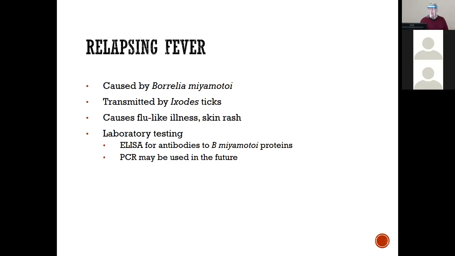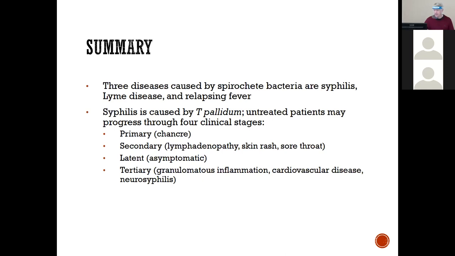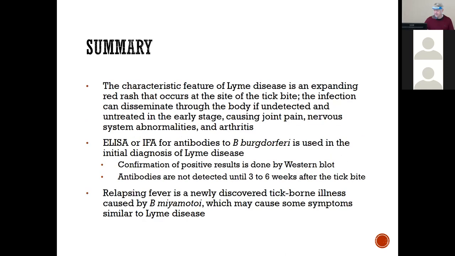Okay, good. That is relapsing fever, transmitted again by our Ixodes tick, with a flu-like illness and a skin rash. And we can test it with ELISA or PCR. All right, that's all I've got. Relapsing fever is newly discovered, and it may cause symptoms similar to Lyme disease. So sometimes we'll say, oh my God, you have Lyme disease, but you may not have Lyme disease. You may have a similar disease, so keep that in mind. But we're going to find out about the 39 and make sure it's 39, not 31, and see which one's right, the book picture or the text itself. We should have known, right?